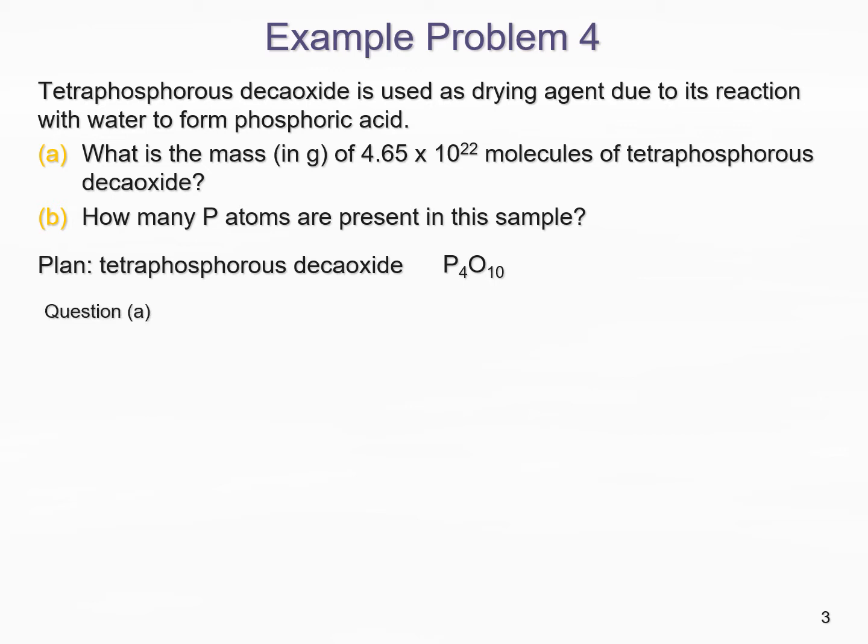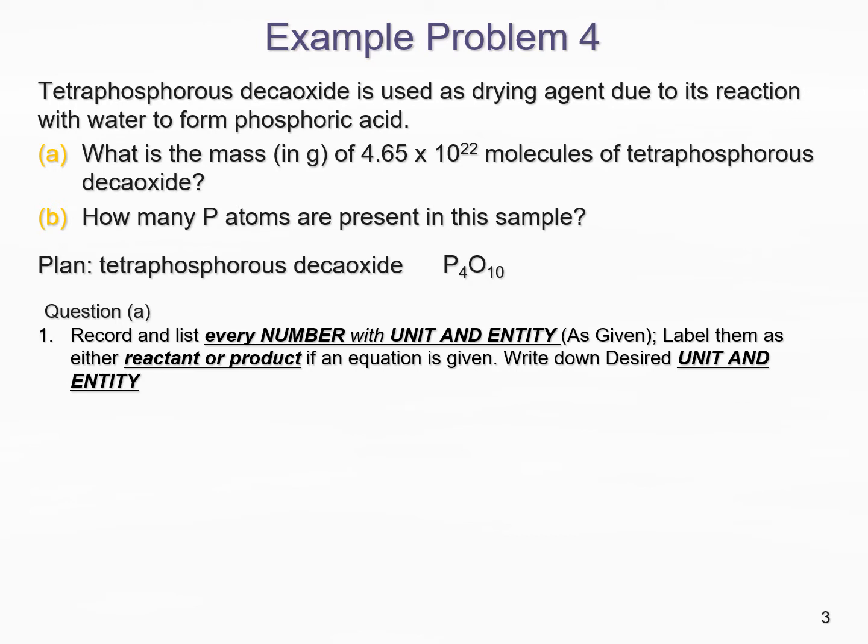So now let's look at the first question. The first question asks for the mass for this amount of P4O10. Remember those procedures we already highlighted in our handout. So we just follow that one more time. Our first step, we record and list every number with the unit and entity, which is the complete piece of information. So I'd like to point out that the complete information here is the number and the entity.